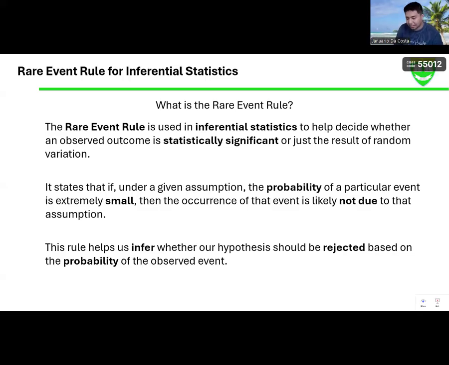When you calculate the probability, for example, you get 0.01. That is 1%. That is what you mean by rare, that is, very not likely to occur.